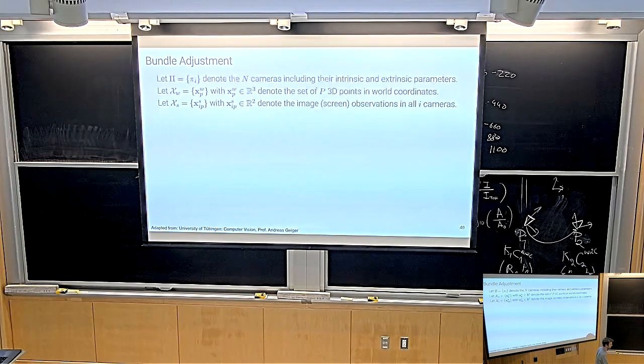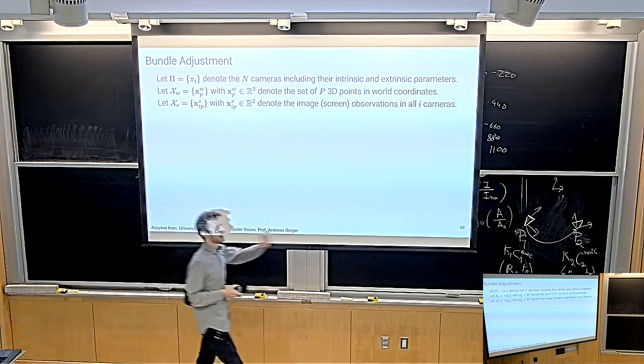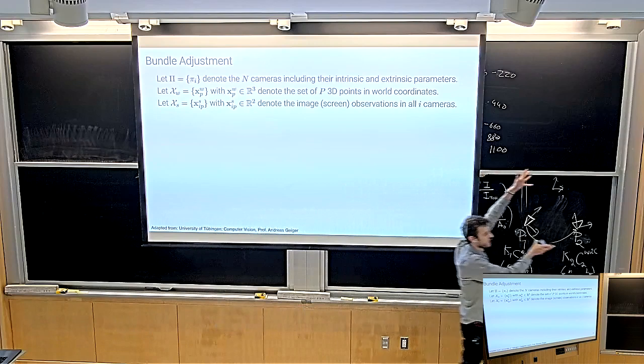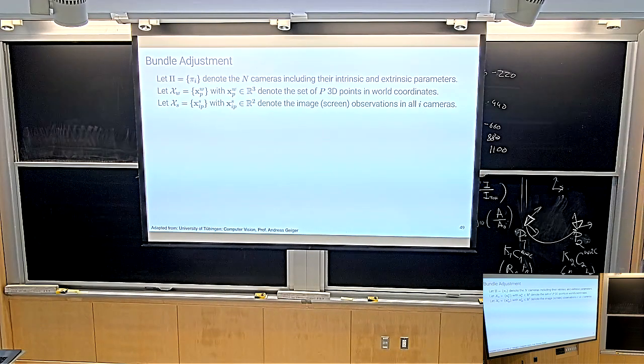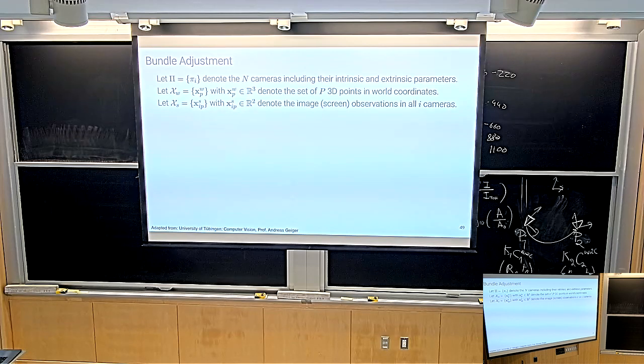Again, there is a whole course you can take on how bundle adjustment works. So this is just going to be the idea of how it works. But I hope now we can go through this and all of the words make sense to you. So the first thing, let's just go through these one by one. There are 3 lines here. The first line says, let capital Pi equal the set of little pi i's denote the n cameras, including the intrinsic and extrinsic parameters. This is a notation you will see often.